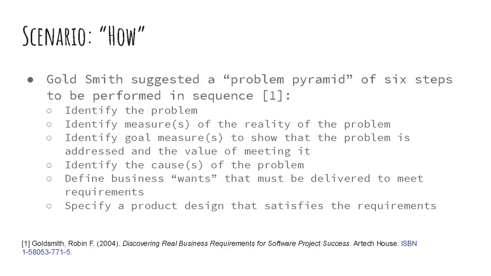How do we use the scenario technique? Goldsmith in his paper suggested a problem pyramid of 6 steps to be performed in sequence. The first step is to identify the problem. The second step is to identify measures of reality of the problem, basically making sure that the problem actually exists.